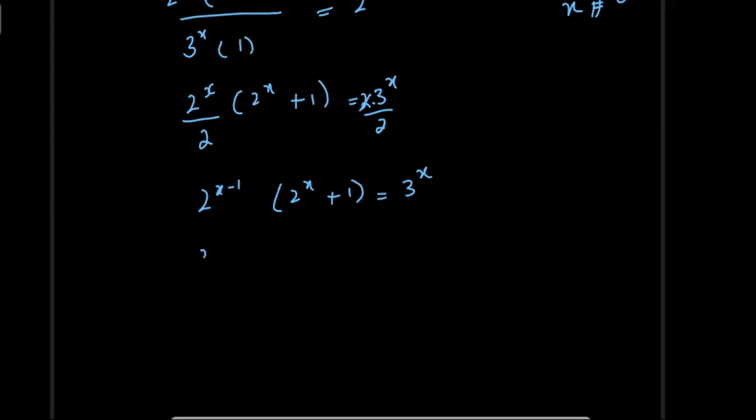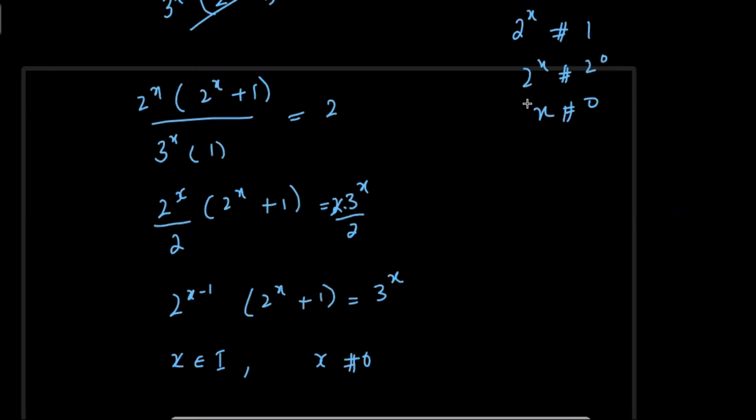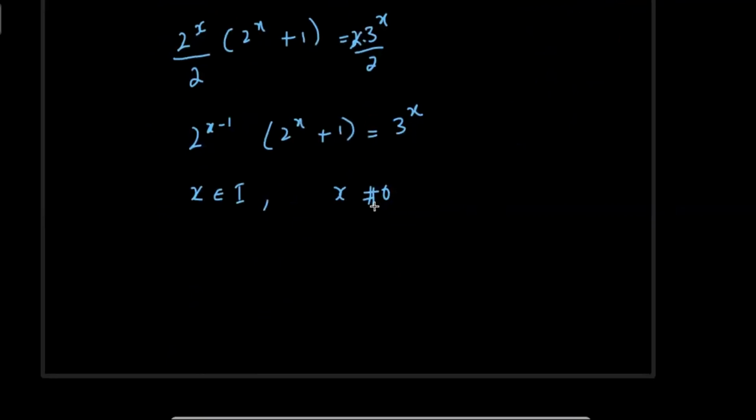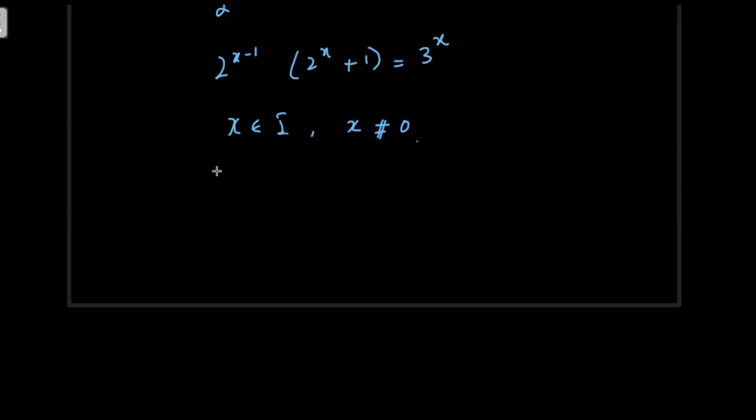Now we see that x belongs to integer, and x does not equal 0, as we proved above. Therefore, x equal to 0 will be excluded from the integers. Now the value of x becomes: x will be less than 0, and x will be greater than or equal to 1. Firstly, we take x less than 0. These are the negative values.